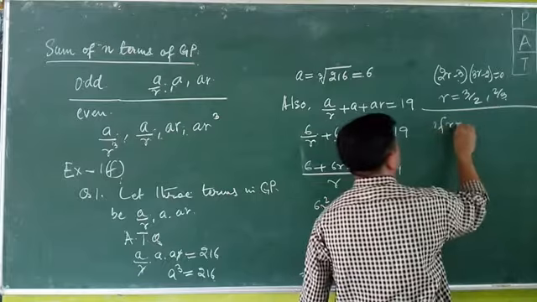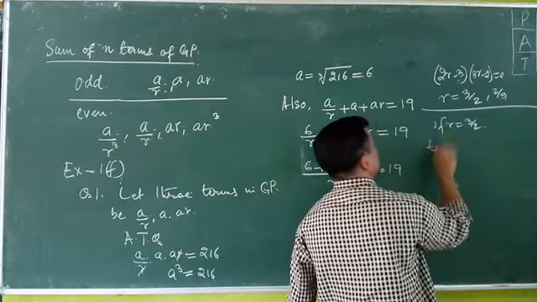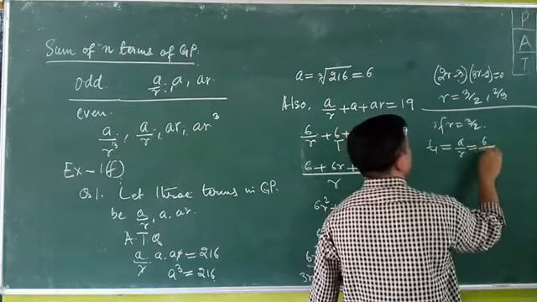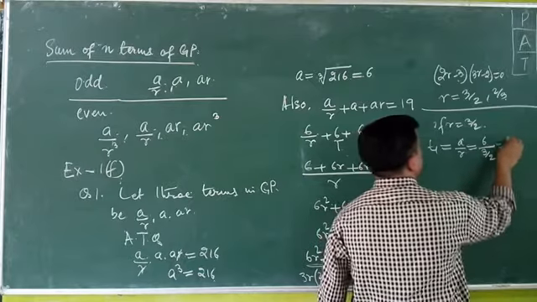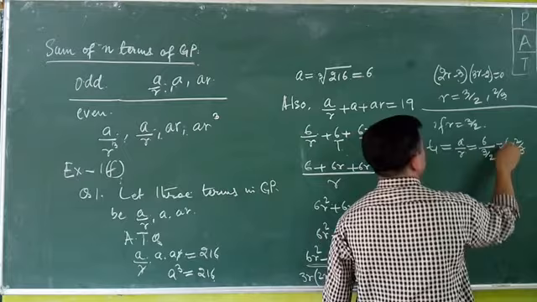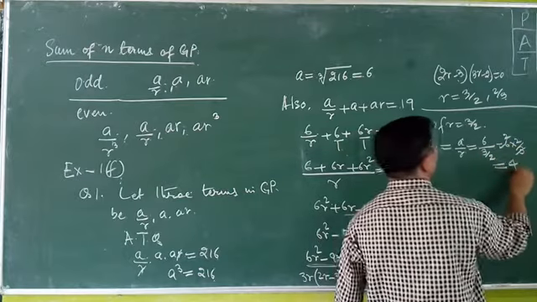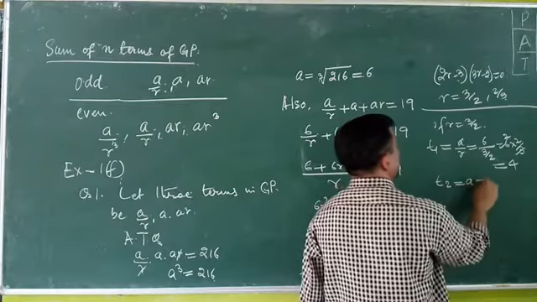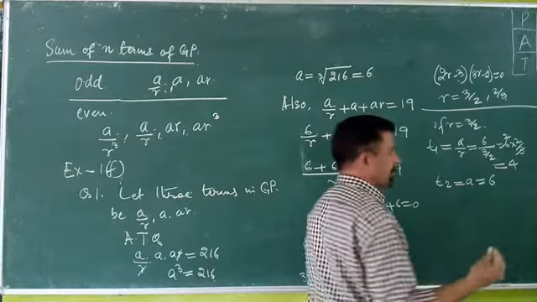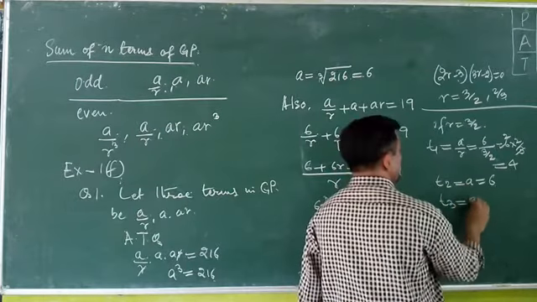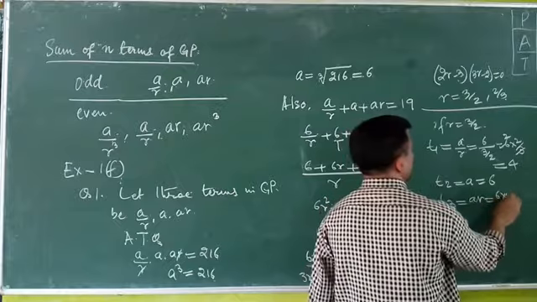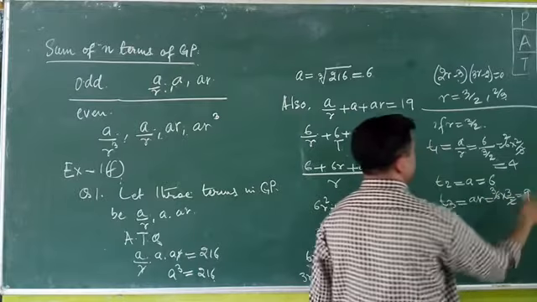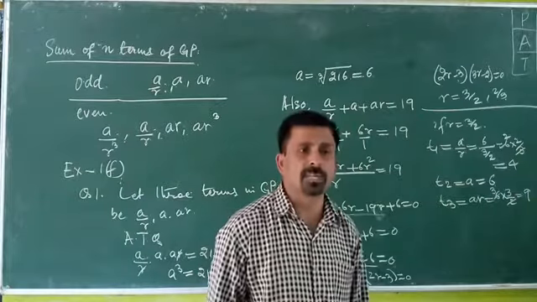If r is equal to 3 over 2, then the first term t1 is equal to a over r, and a is 6, r is 3 over 2. This becomes 6 into 2 over 3. 3 twos are 6, the answer is 4. The second term is t2, and this is simply a, and a is 6. The third term is ar, a is 6, r is 3 over 2, 2 threes are 6, and 3 threes are 9. This became your one set of answers.